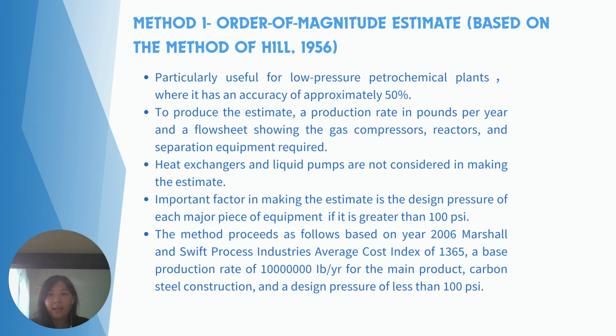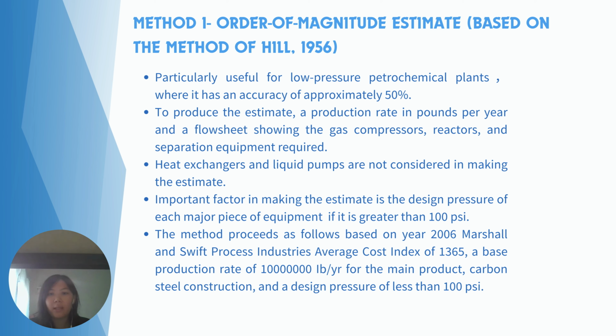There are 3 methods, and the first method is the order of magnitude estimate based on the method of Hill 1956. This method is used in the early feasibility stage where limited information is available. It is particularly useful for low-pressure petrochemical plants, where it has an accuracy of approximately 50%. To produce the estimate, a production rate in pounds per year and a flow sheet showing the gas compressors, reactors, and separation equipment required are needed. Heat exchangers and liquid pumps are not considered in making the estimate. An important factor in making the estimate is the design pressure of each major piece of equipment, if it is greater than 100 psi.